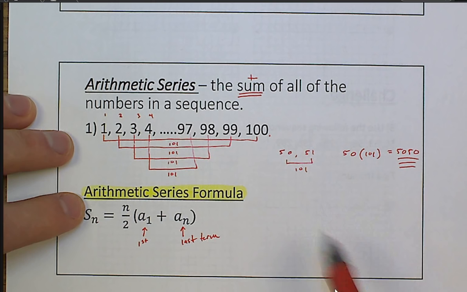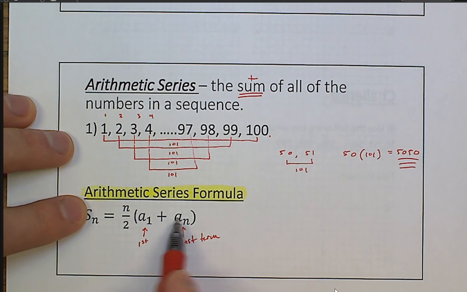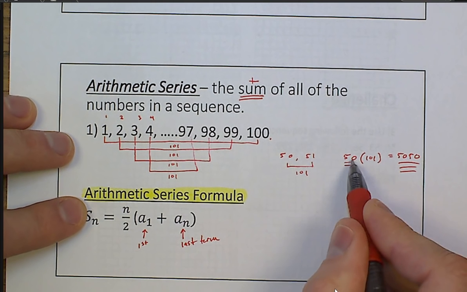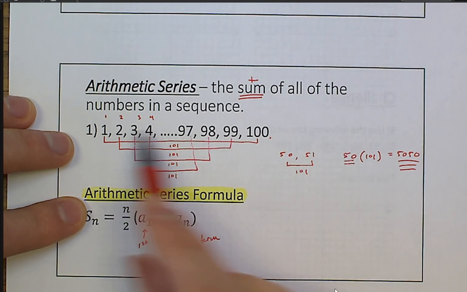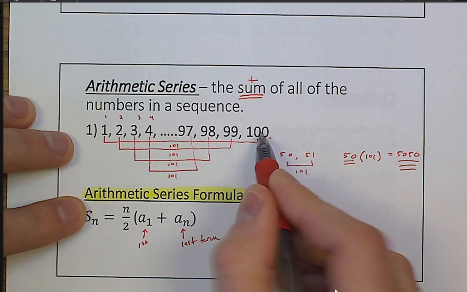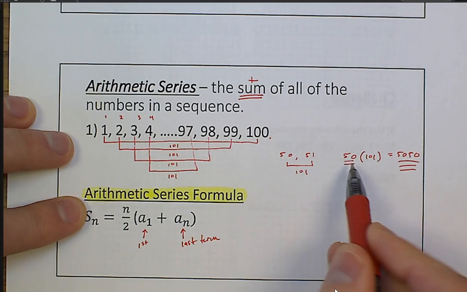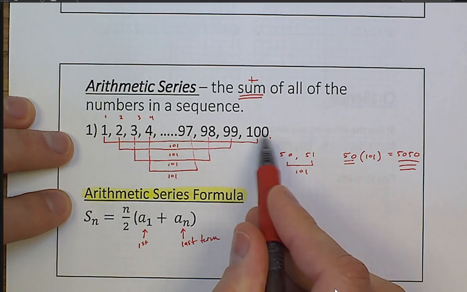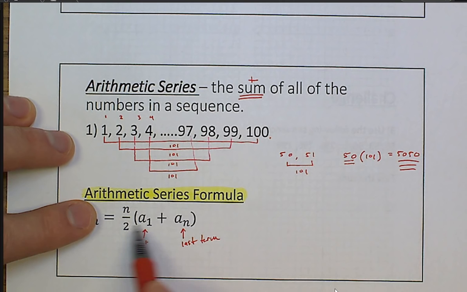Now, how many times do we get 101? Well, in this one we got 50. Well, how did we get 50? Well, there's 100 terms, right? This is the 97th term, 98th term, 99th term, 100th term. We did it 50 times, so that should make sense. However many term numbers there are, you cut it in half, and you get that pattern multiplied.